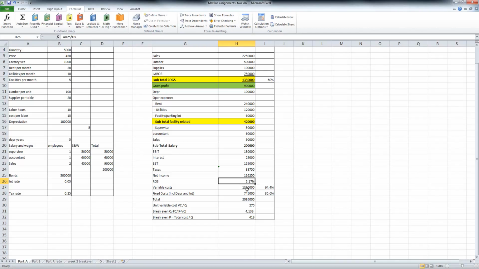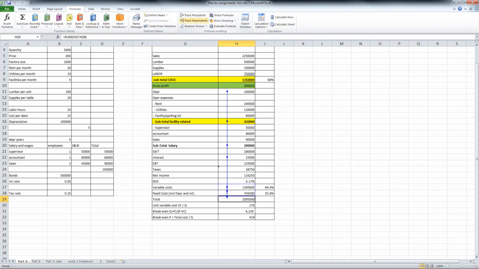Then in order to calculate the break even, we need to split the total cost between variable cost and fixed cost. So the variable cost is the cost to make the product, your lumber, supplies, and labor, and so we can take it from the total cost of goods sold, which includes all those three pieces. Fixed cost is everything else, basically, so we can add those pieces up, and then the next thing is obviously the sum of the total, which is the total cost.